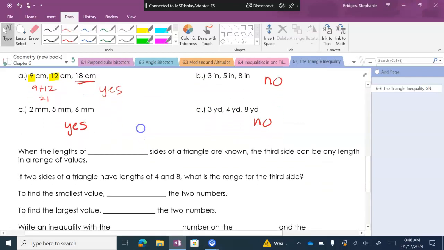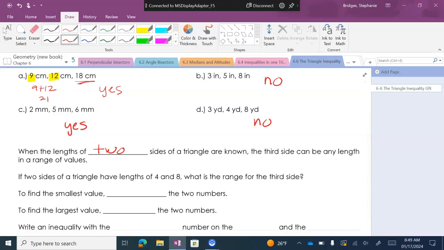And then sometimes they're going to give us the lengths of two sides of a triangle, and we can figure out a range for that third side. It could be bigger than this or smaller than that. And that's what we're looking at. When I give you two side lengths of a triangle, I can find a range for the third side. So it says, if two sides of a triangle have a length of 4 and 8, what would be the range for the third side?